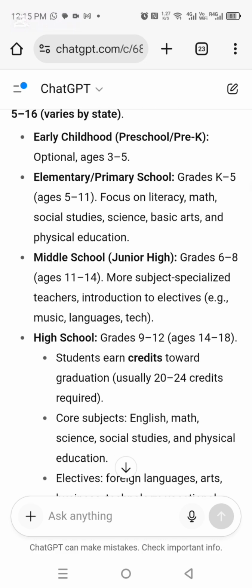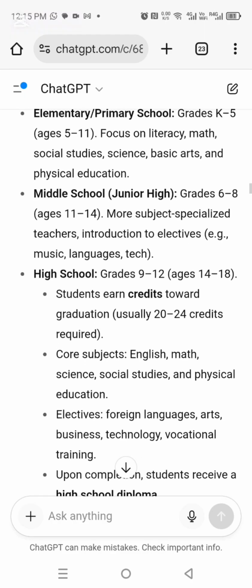It focuses on literacy, math. I think it's general, yeah. And then there's the middle school, which is grade 6 to 8, which is 11 to 14. It's more subject specialized, teaches introduction to electives, e.g., music, languages, or tech.